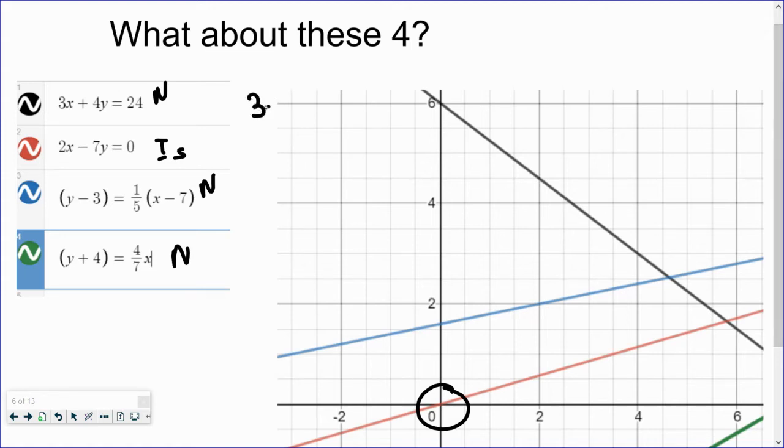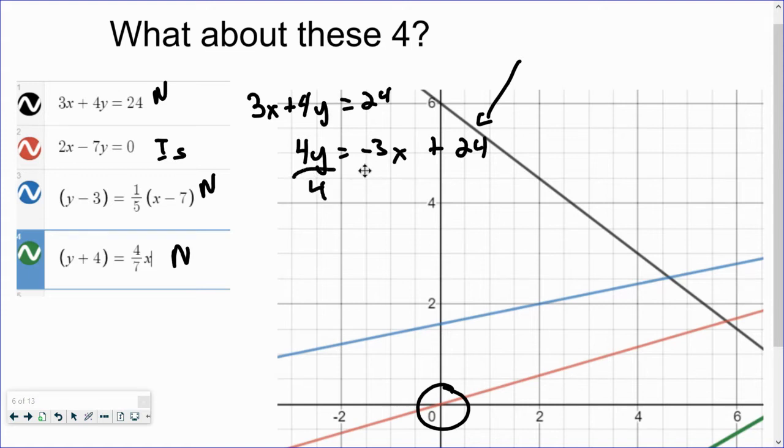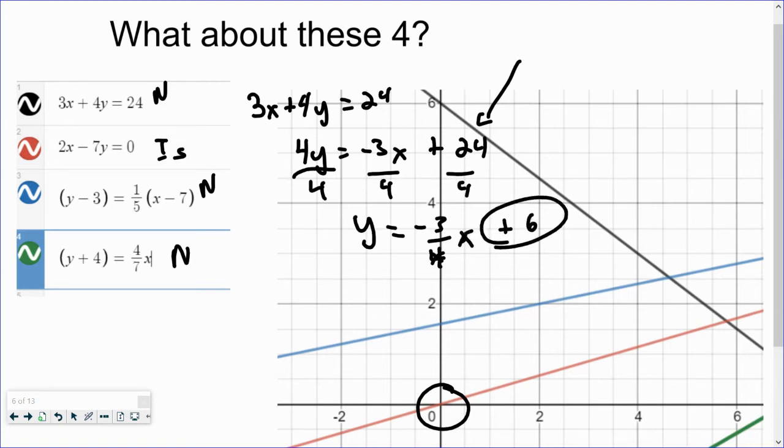So I have 3x plus 4y is equal to 24. I'd subtract the 3x to get it into slope-intercept form. And right now, I've already decided this 24 is not going to go away, and so therefore it's going to have a y-intercept. If I divide everything by 4, y is equal to negative 3/4 x plus 6. Don't want that. Okay, now the blue one.